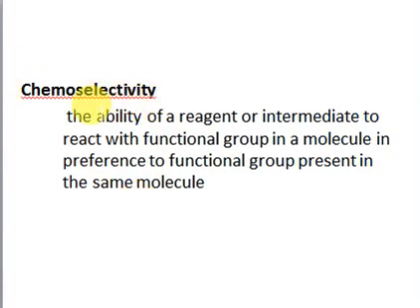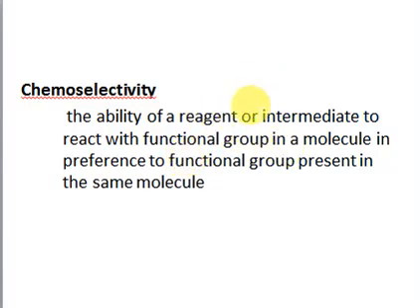So chemoselectivity is the ability of the reagent as well as an intermediate to react with a functional group in a molecule in preference to a functional group present in another molecule, right? So if you have two functional groups present, then it is the preference of the reagent, or the ability of the reagent, to react with one functional group in preference to another.